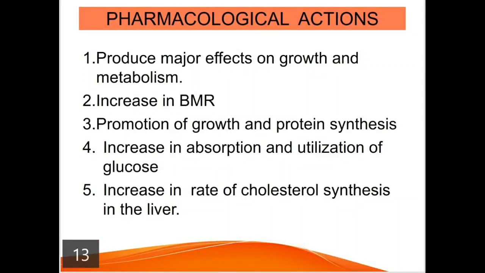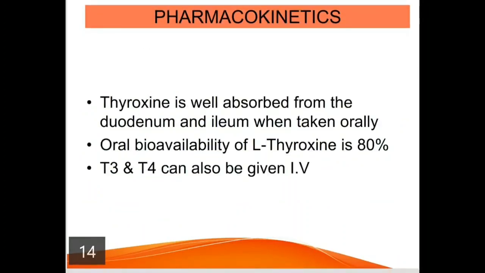Pharmacological actions. First, it produces major effects on growth and metabolism: increase in BMR, that is the basal metabolic rate, promotion of growth and protein synthesis, increase in absorption and utilization of glucose, and increase in the rate of cholesterol synthesis in the liver. Next, the pharmacokinetics. Thyroxine is well absorbed from the duodenum and ileum when taken orally. Oral bioavailability of levothyroxine is 80%. T3 and T4 can also be given intravenously.